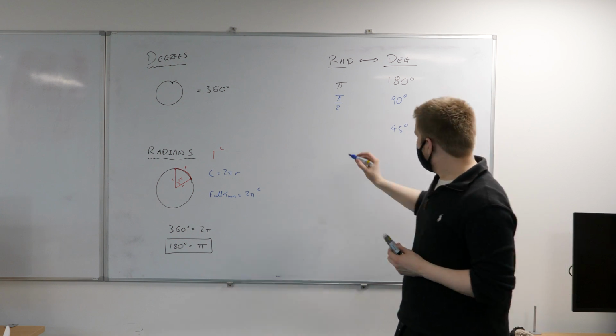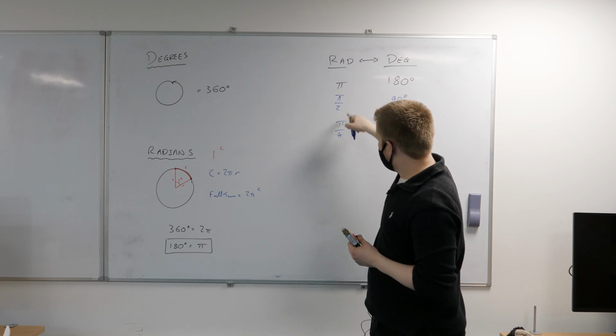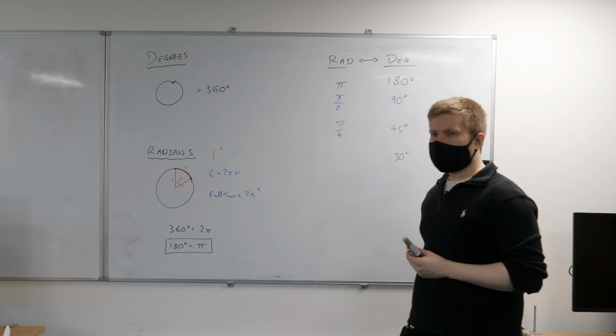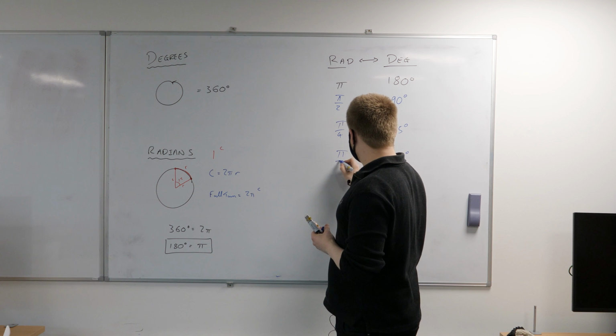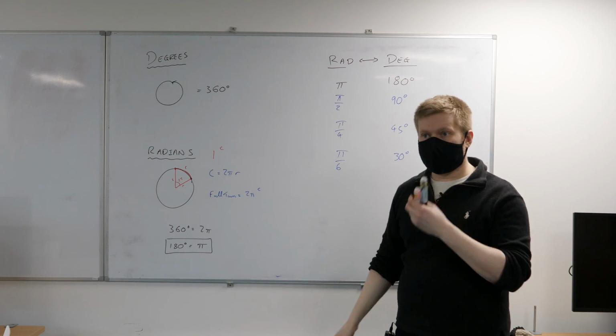Pi over 4. Good, because all I've done is just divided this by 4, so therefore I'm going to have to divide this by 4 as well. What about 30 degrees? Pi by 6. Good, because again, all I've done is taken this, divided by 6, so you're going to have to take pi, divide that by 6 as well.